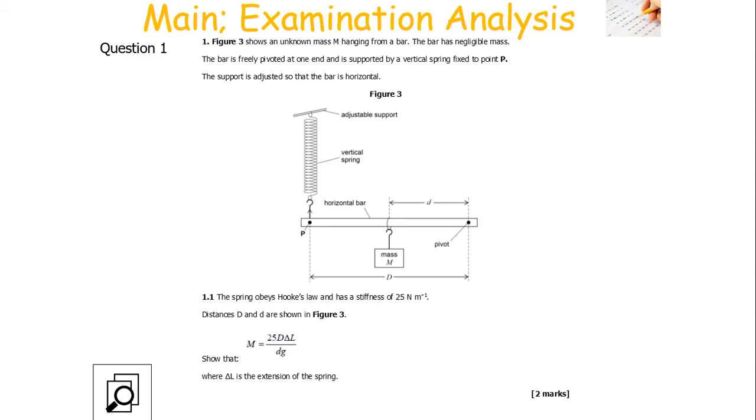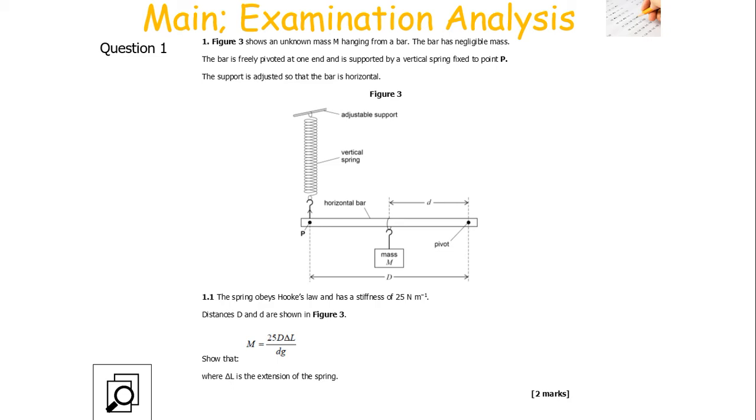In this question it says figure 3 shows an unknown mass m hanging from a bar. The bar has negligible mass. The bar is freely pivoted at one end and is supported by a vertical spring fixed to point P. The support is adjusted so that the bar is horizontal. The spring obeys Hooke's law and has a stiffness of 25 newtons per meter. Distances big D and small d are shown in figure 3. We need to prove that big M is equal to 25 big D delta L over dg, where delta L is the extension of the spring.